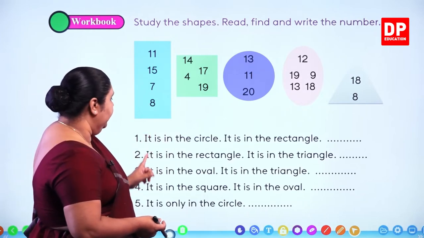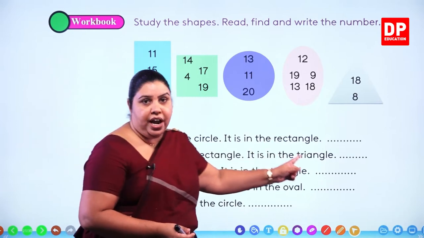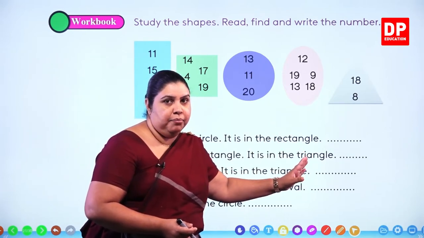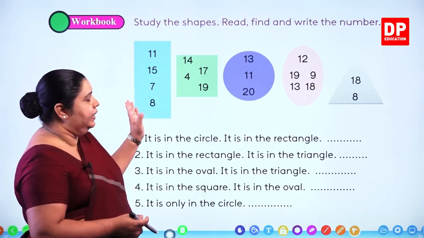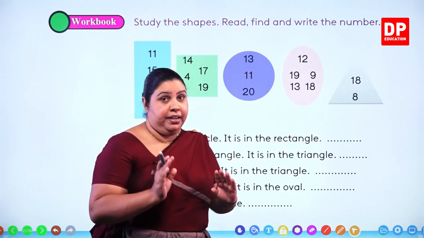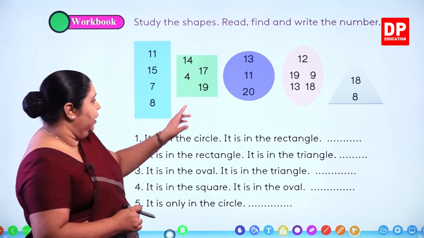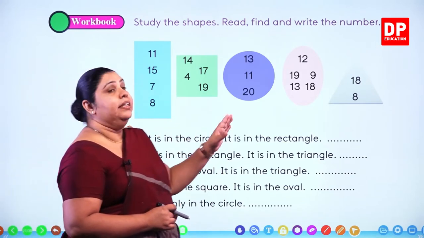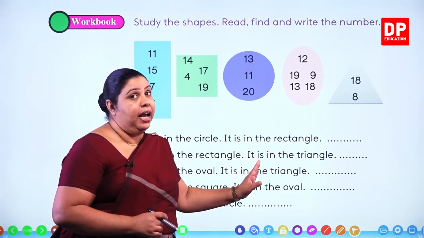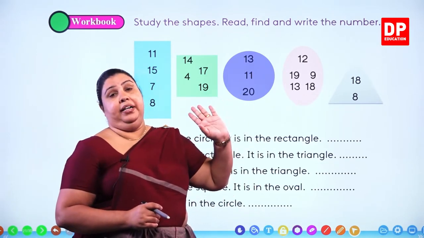The second one, it is in the rectangle, it is in the triangle. So the second number has to be in the rectangle as well as the triangle. We will do them one by one. First we'll read and see. Number 3. It is in the oval, it is in the triangle. Now this number 3 answer is in the oval and in the triangle.